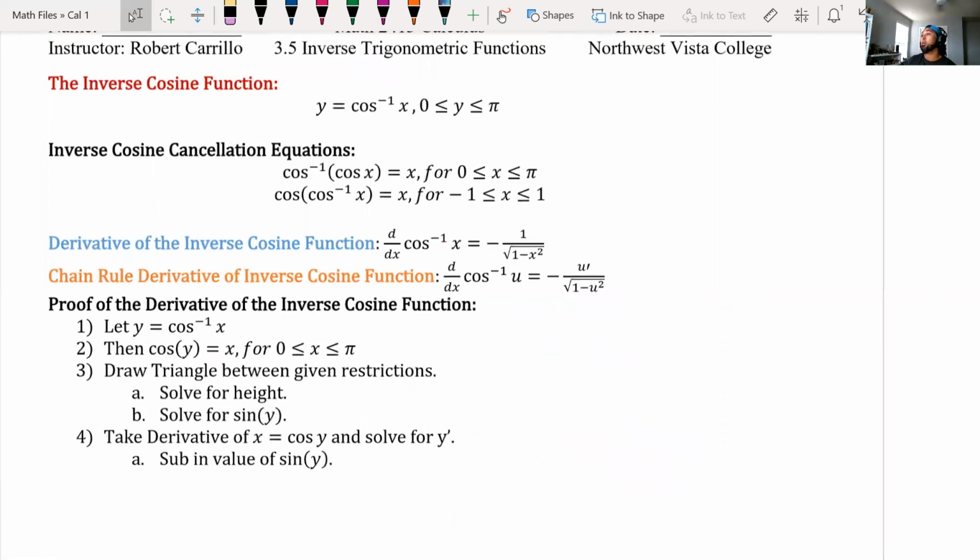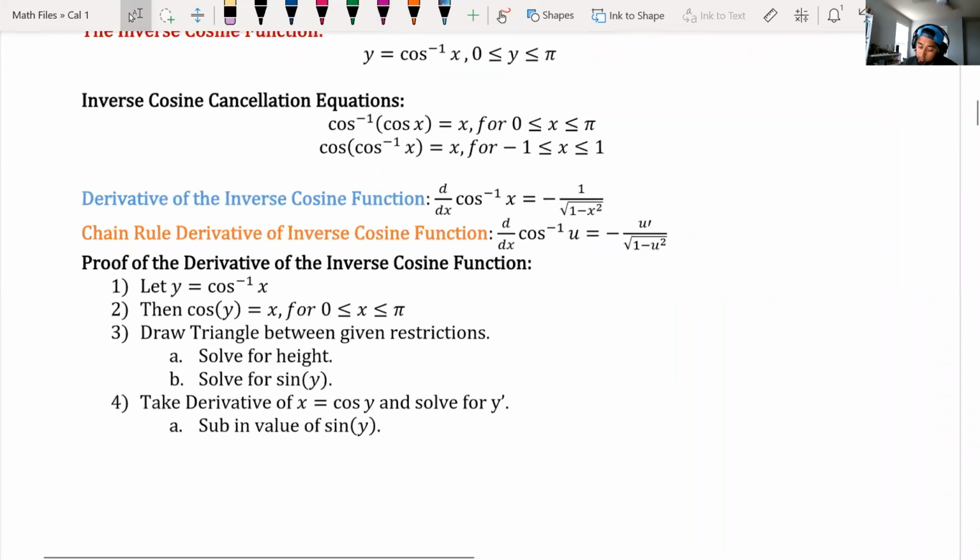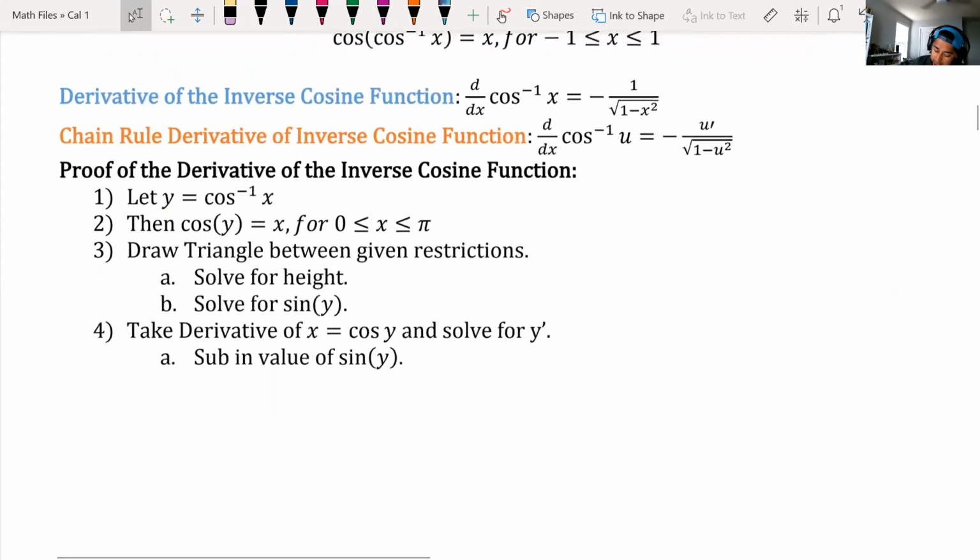Okay. So now we're gonna prove the derivative for the inverse cosine function. So the inverse cosine, remember, it lives between 0 and pi. So we're gonna use those restrictions to help us prove that derivative. Okay. So the derivative of the inverse cosine function is almost like the sine, but it's going to be -1 over the square root of 1 minus x squared. And that chain rule derivative is going to be -u prime over the square root of 1 minus u squared. So we're going to prove this derivative using these same methods. So step 1, we let y equal the inverse cosine of x.